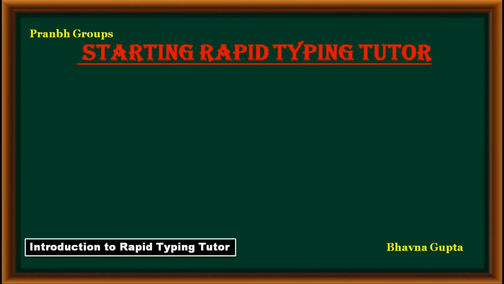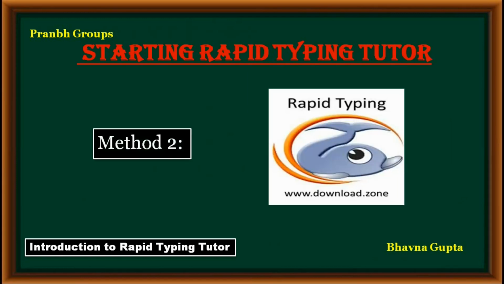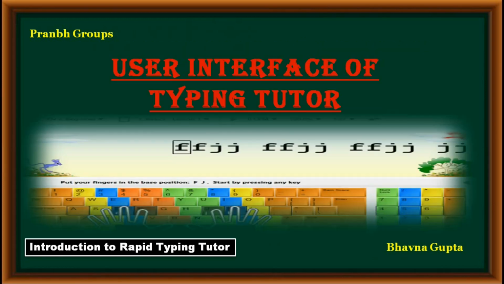Next topic, starting Rapid Typing Tutor. There are two methods. The first is to click the start button and click Rapid Typing 5, and the second method is very simple, double click the Rapid Typing icon on the desktop. And next, the user interface of the typing tutor.